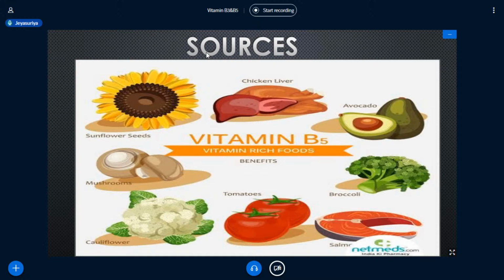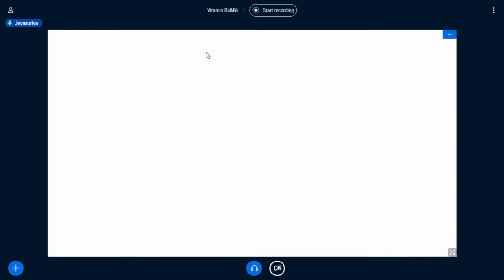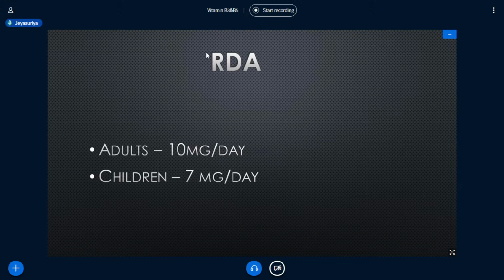Now going to the sources. As it is widely distributed in nature, it is found in liver, meat, whole grains, whole cereals, and beans. It is also synthesized by the bacteria in the intestine. 10 milligrams per day is generally the requirement for adults.